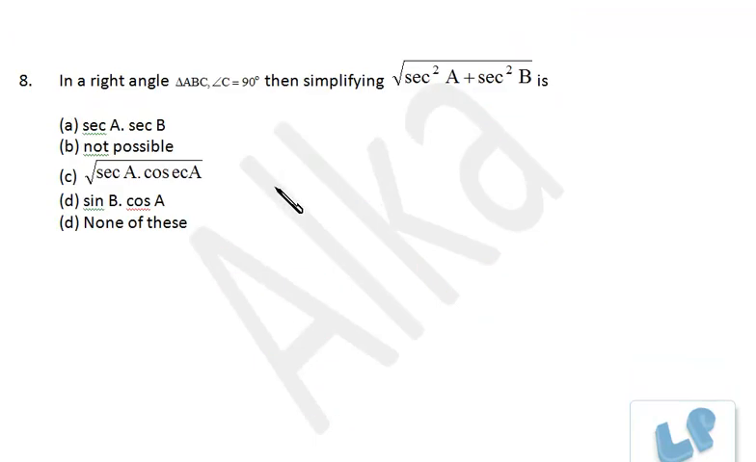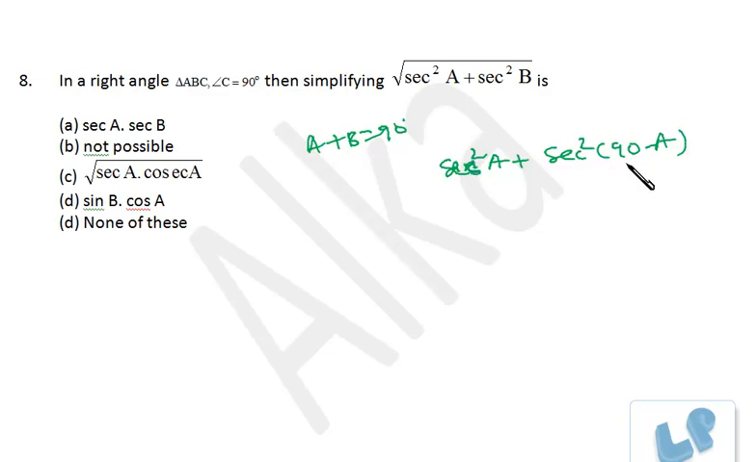Now let's try this question. Here in right angle triangle ABC, angle C is 90 degrees, then simplify this expression. See, angle C is 90 degrees, that means A plus B should also be 90 degrees because it is a triangle. So we can keep A and we can substitute B with 90 minus A, right? So sec square A plus sec square 90 minus A. Now sec 90 minus A, that we have already discussed, is cosec A, so this is cosec square A, right? So this is actually sec square A plus cosec square A.